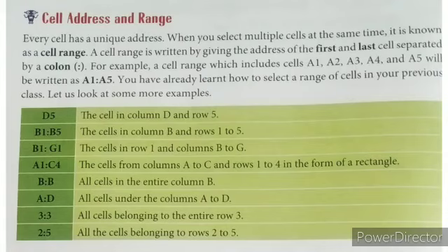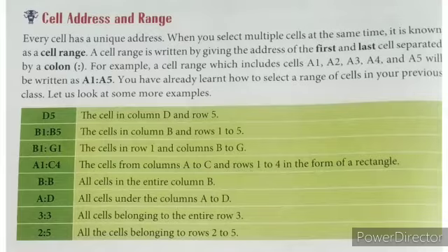Students, in the previous class, I told you what is a cell address. Cell address is a combination of column name and row number. For example, B5. B is my column name and 5 is my row number. So the address will be B5, first the column name, and after that it is followed by the row number.